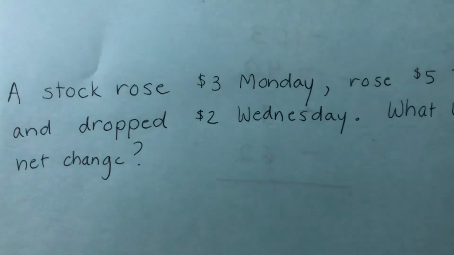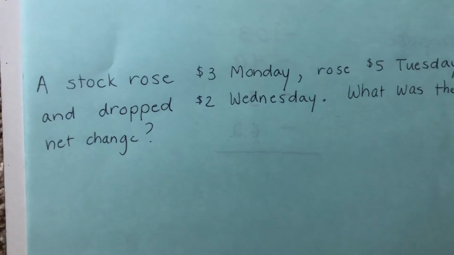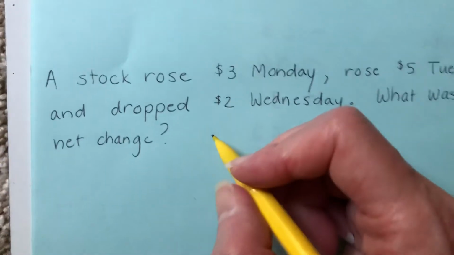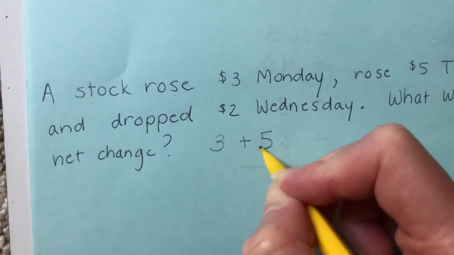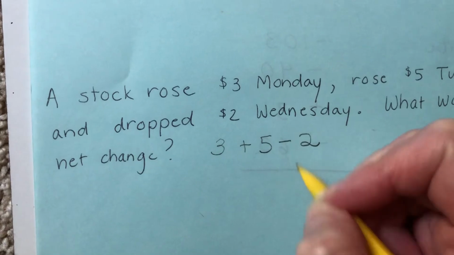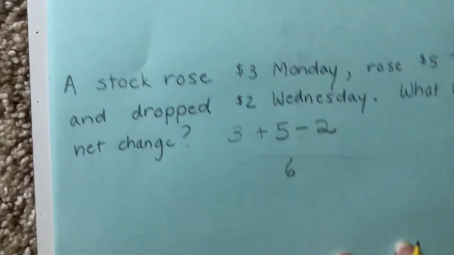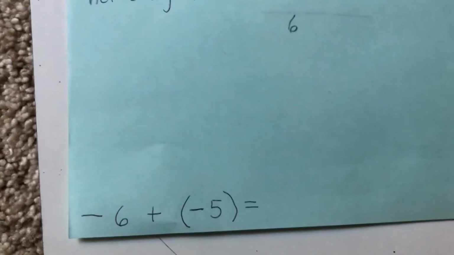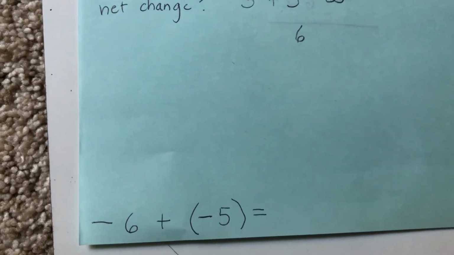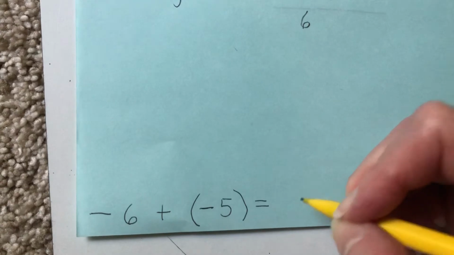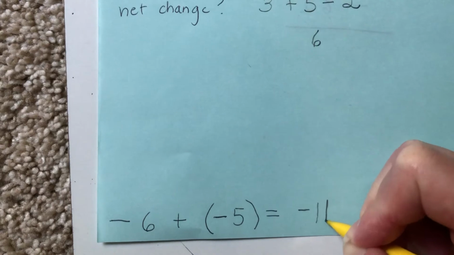A stock rose $3 Monday, rose $5 Tuesday, and dropped $2 Wednesday. What was the net change? So rising 3 is a positive, rising 5 is a positive, dropping 2 is a minus. So 8 minus 2 is 6. And then to add negative 6 to negative 5, when we add negatives, we just accumulate more negatives. So 6 plus 5 is 11. Negative 6 plus negative 5 is negative 11.